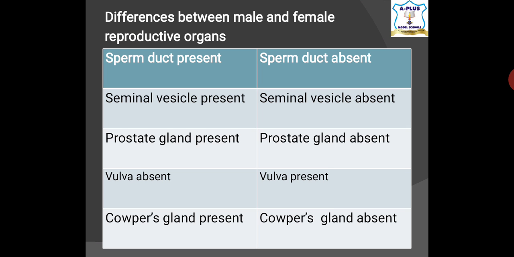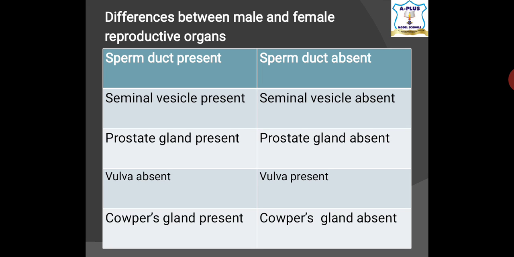And sperm duct is present. Sperm duct is absent in the female reproductive organ, but it is present in the male reproductive organ. Seminal vesicle is also present in the male reproductive organ, while it is absent in the female reproductive organ. Prostate gland is present in the male reproductive organ, but is absent in the female reproductive organ.